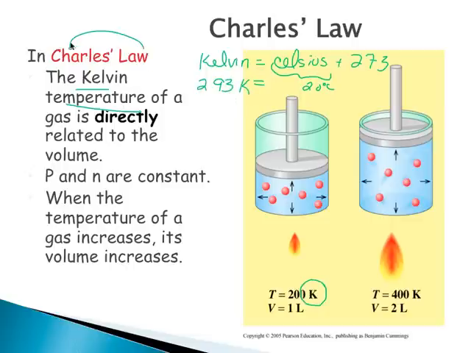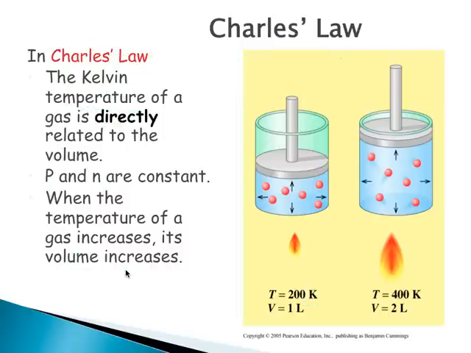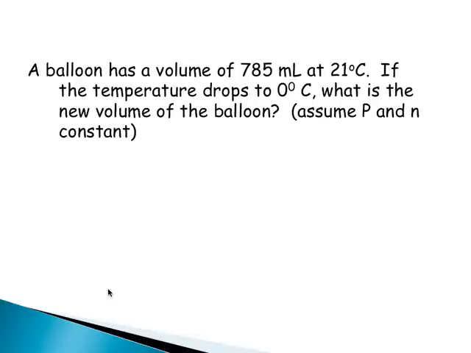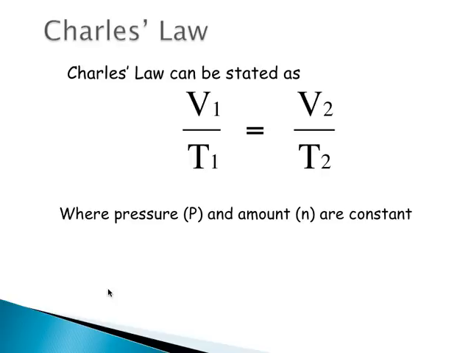So getting back to Charles' law, the Kelvin temperature of a gas is directly related to the volume. Pressure and the number of particles in moles are constant. Since they are directly related, when the temperature of a gas increases, its volume increases. What kind of mathematical relationship does that mean? Well, we can state it with this type of relationship.